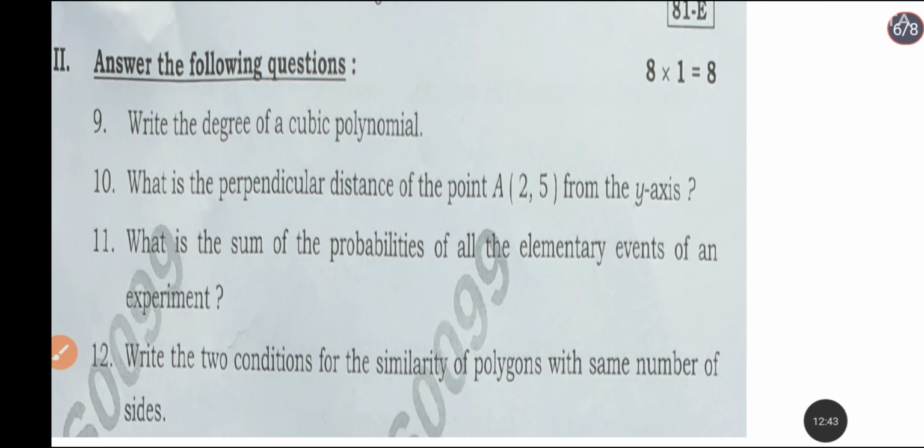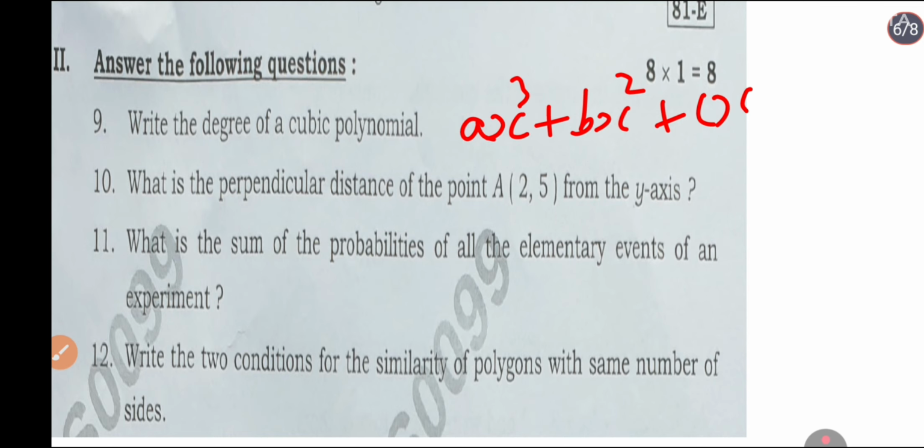Next, let us see the next main, that is answer the following. Again, 1 mark questions. Question number 9. Write the degree of the cubic polynomial. A cubic polynomial is ax cube plus bx square plus cx plus d. The highest power is 3. So the degree of the polynomial is 3.